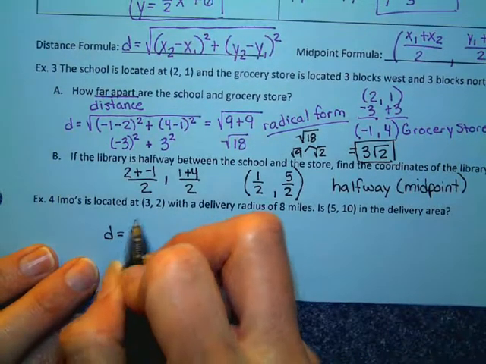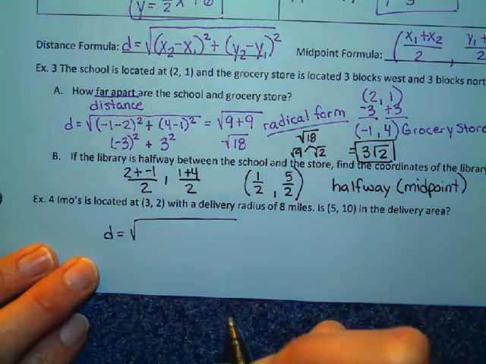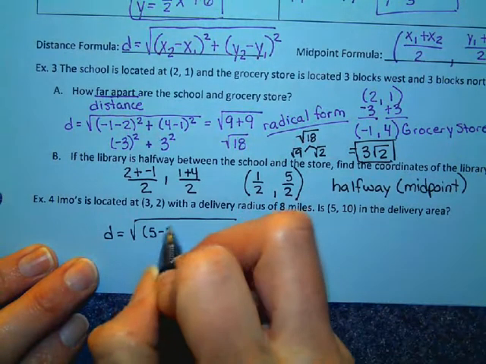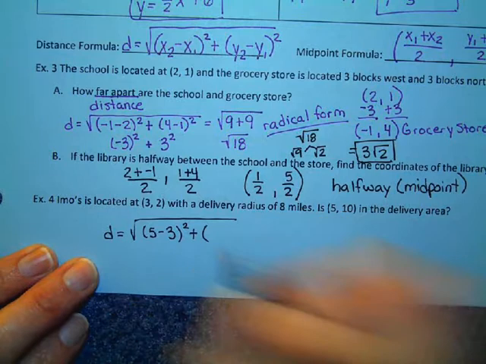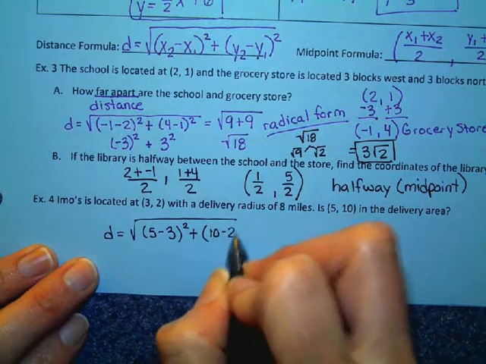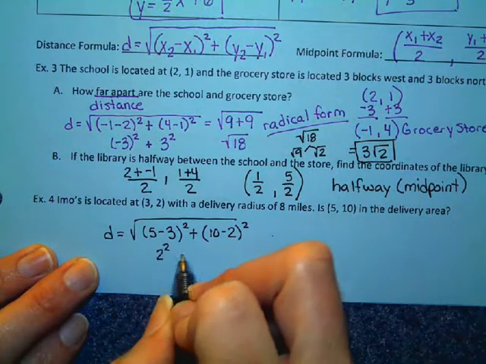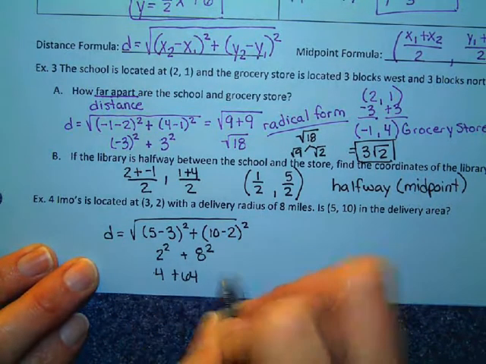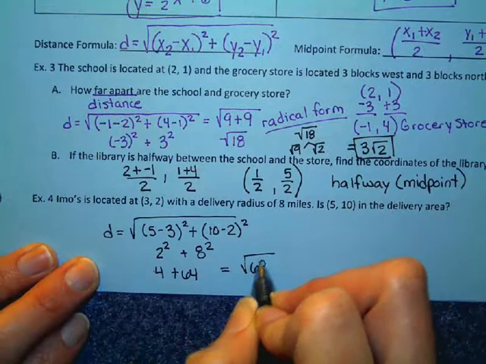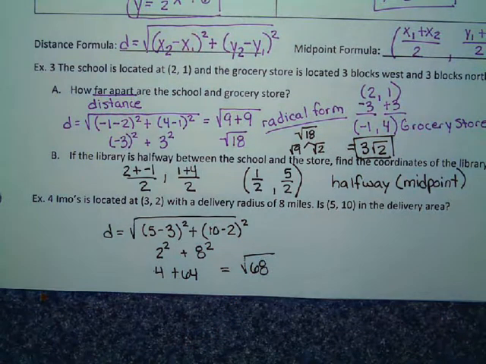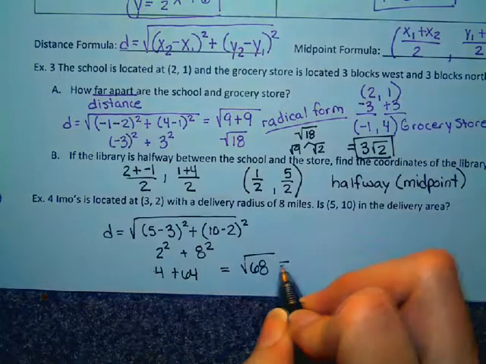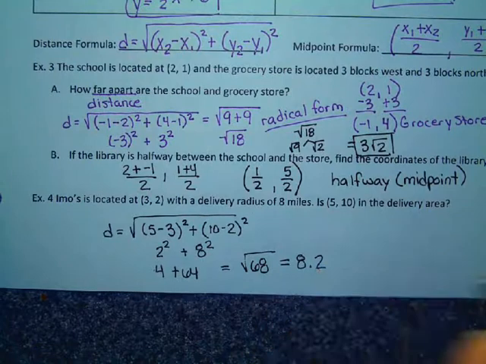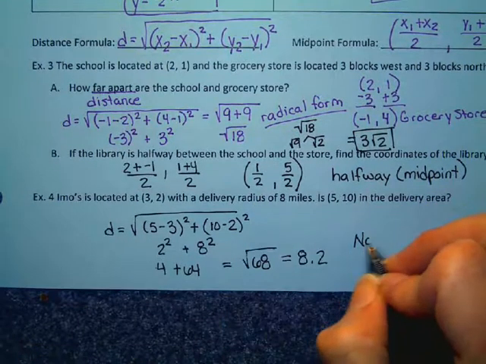So for the delivery area, we'll do 5 minus 3 squared plus 10 minus 2 squared. That's 2 squared plus 8 squared. 4 plus 64 equals square root of 68. So I'm going to need to square root 68. It's got to be over 8, I'm sure. It's bigger than 64. So that's about 8.2. And it says they deliver 8 miles, so the answer would be no. That is not in the delivery radius. We're just outside the delivery radius.